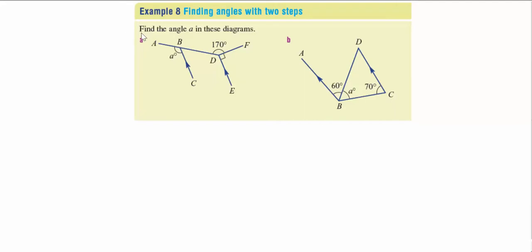So we're going to look at example A here first, where we need to find the angle A in these diagrams. So here's angle A over here, and we need to find it. Okay, so straight away, what are we looking for? Well, I'm looking at here, I'll tell you what I'm looking at, is that A is part of a straight angle here. So if I can find this angle here, I know a straight angle is going to equal 180 degrees. So if I can find this angle, I should be able to find A.